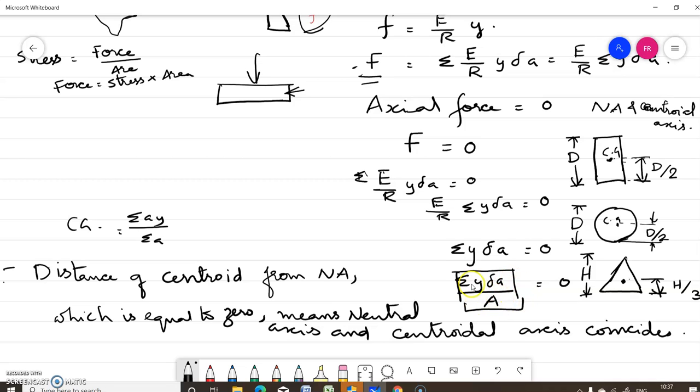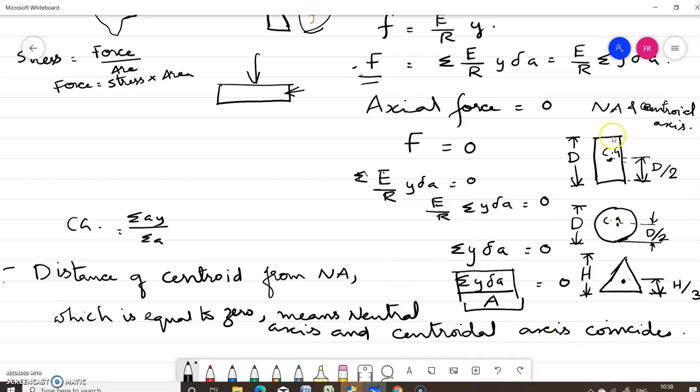Dividing both sides by A, you will get sigma of Y into delta A by capital A equal to 0. Now what is sigma of Y into delta A by A? It is the distance of the centroid from the neutral axis. We have measured this Y from the neutral axis. So this is equal to 0, which means that the neutral axis and the centroidal axis coincide.